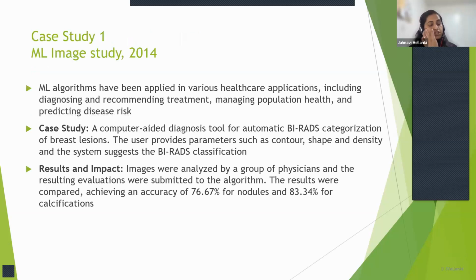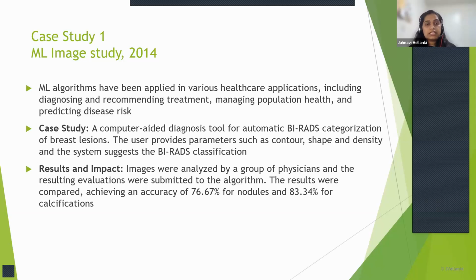Going down to case study one, this is about a machine learning for an image study performed in 2014. It's a real-world example. A company used a deep learning model in its middleware system, and the result of it is they've seen 76.67 to 83.34 percent accuracy, improved detection of data anomalies, saving time and boosting reliability.